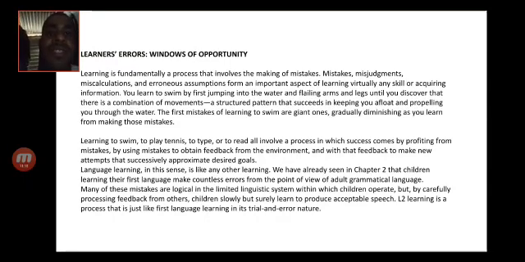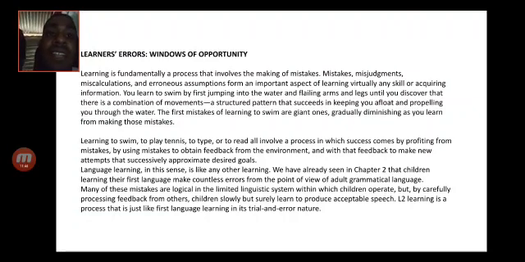Learning to swim, to play tennis, to type, or to read involves a process in which success comes by profiting from mistakes, by using mistakes to obtain feedback from the environment and with that feedback to make new attempts that successively approximate the desired goals.